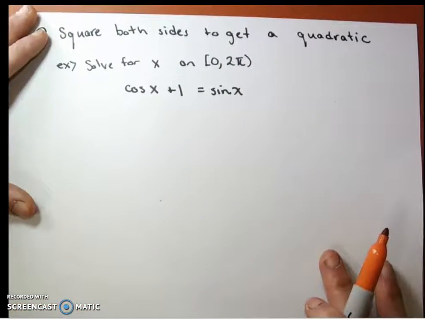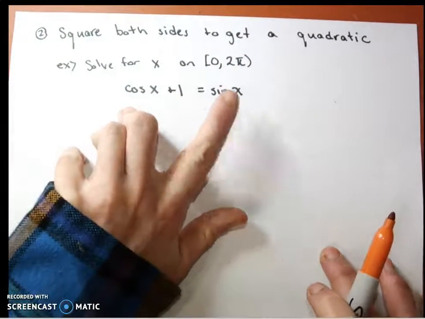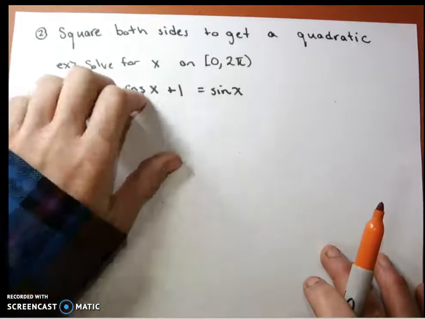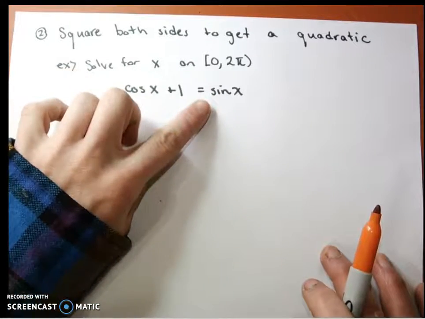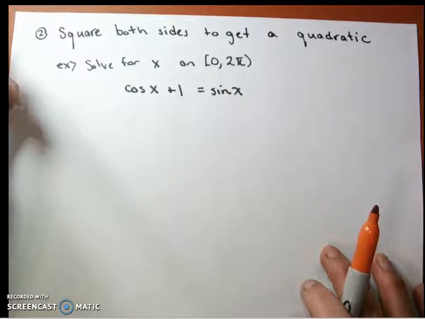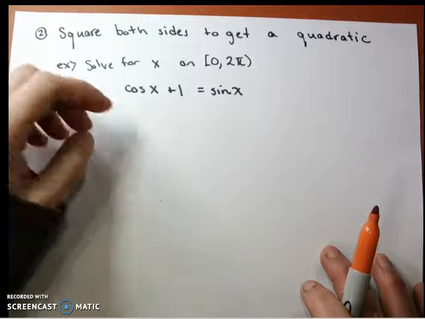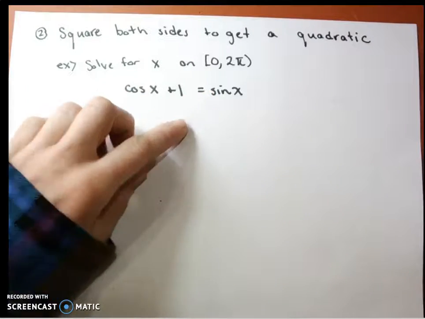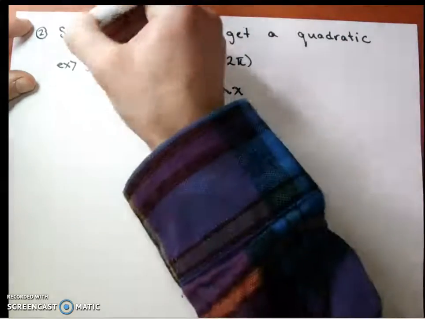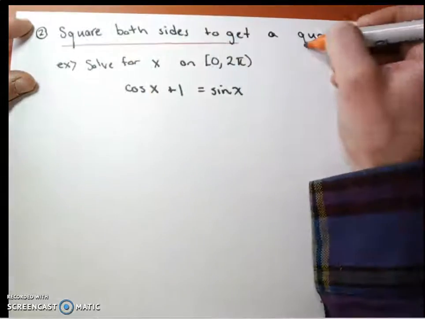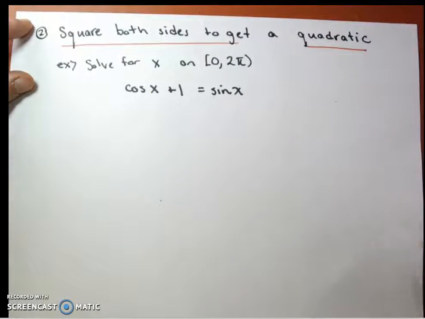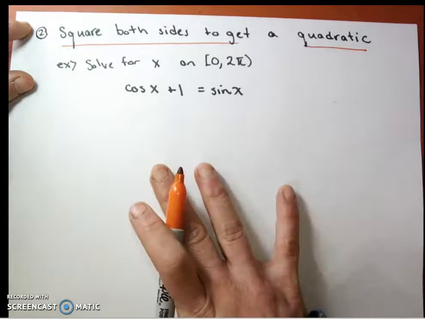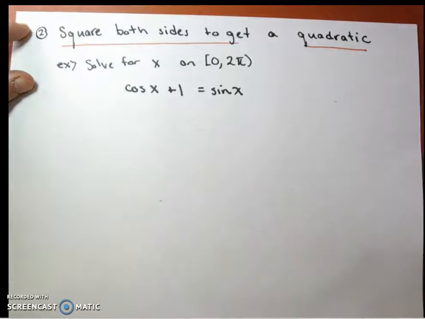In our next example, we still have two trig functions, but I can't convert to either sine or cosine because I can't use the Pythagorean identity. I could only use the Pythagorean identity when at least one of these was squared. So the strategy that I'll use here is to square both sides to get a quadratic. And then we'll see what that looks like and what the next step will be.